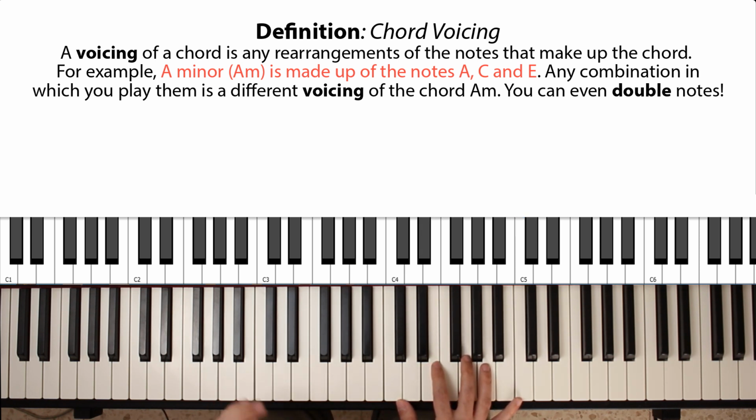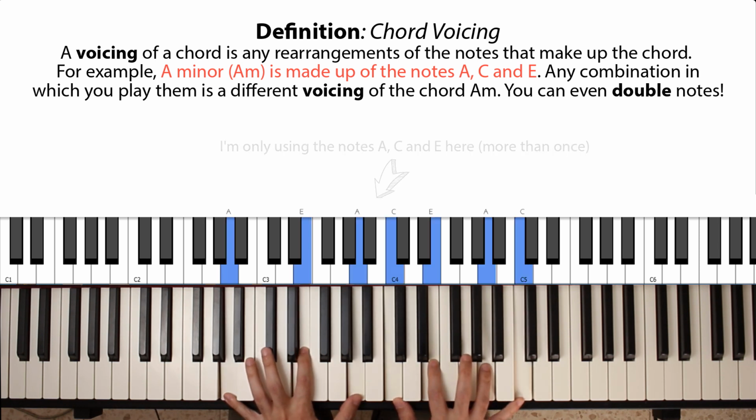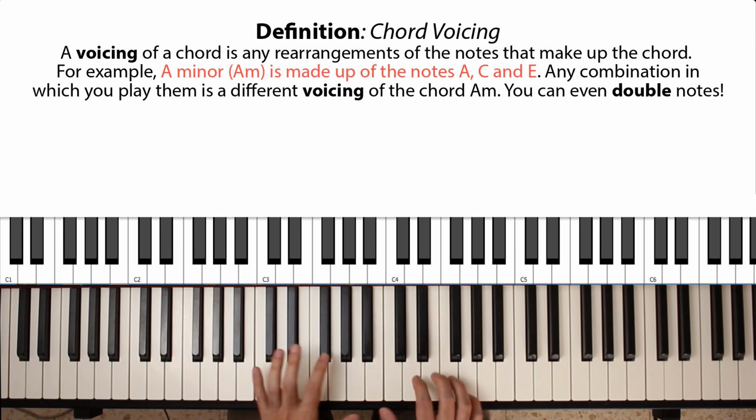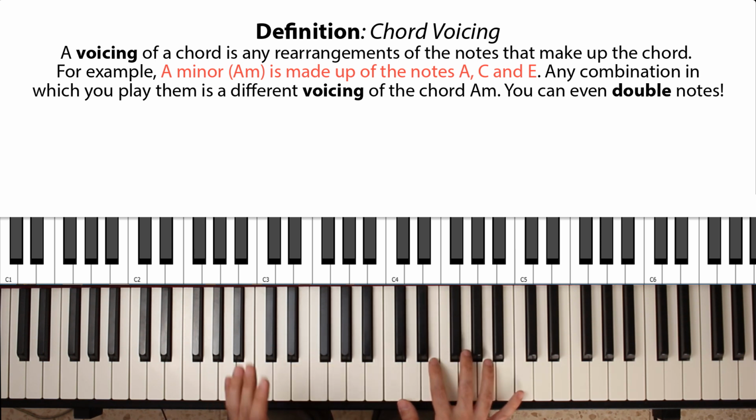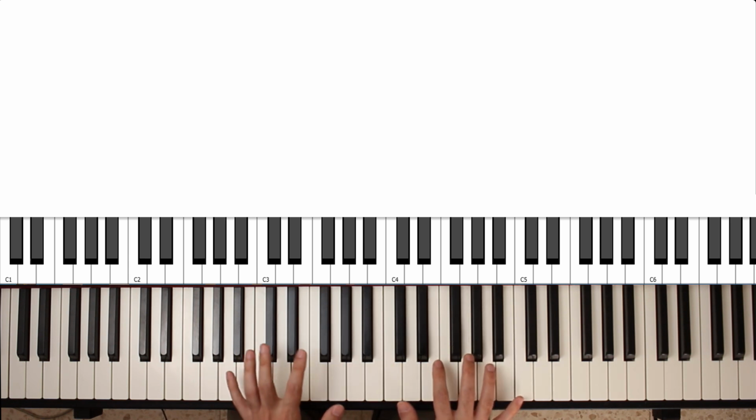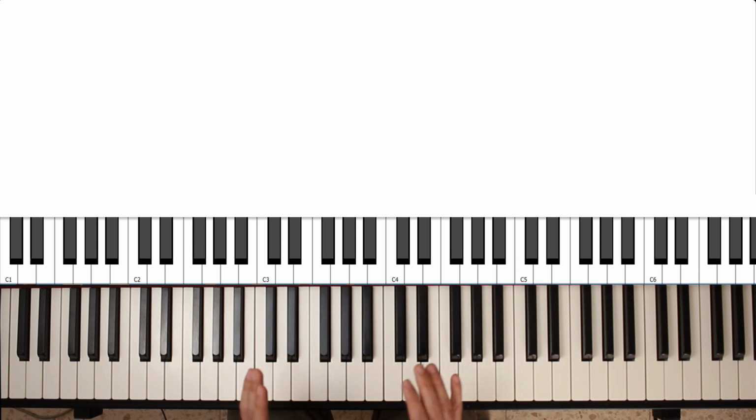I'm even allowed to double these notes. For example, I can play this. So all you're seeing here is I'm either playing an A, here and here and here, or an E, here and here, or a C, here and here. So this is still an A minor. As long as I play these three notes in whatever order, whatever doubling, I'm playing an A minor. So all of these are different voicings of A minor, basically different orderings of the notes that make up A minor: A, C, and E.